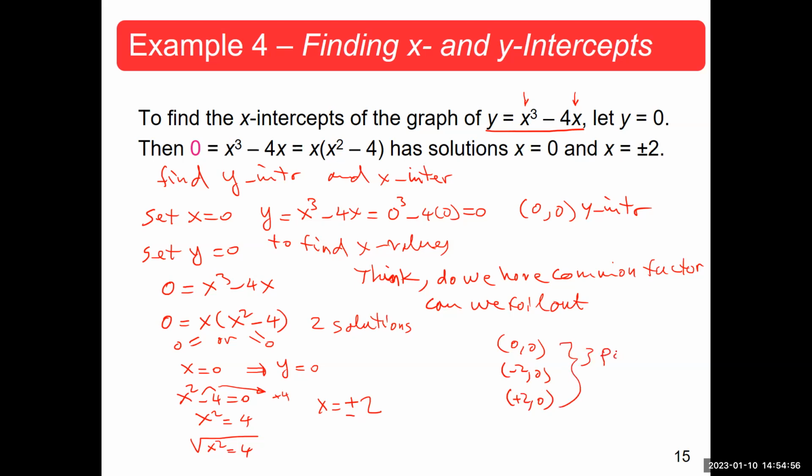3 points. See, we call these x values, but these are the points. You have to distinguish the difference between the values for x and y and the point itself. The point has x and y. So this is the x value, and these are the points. 3 points of intercept with x.